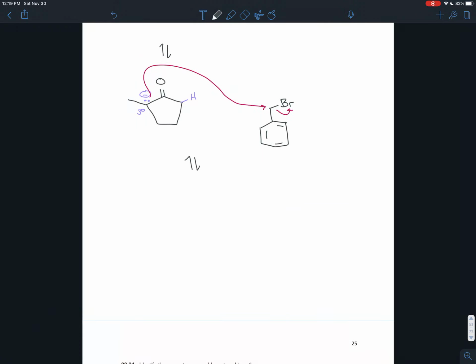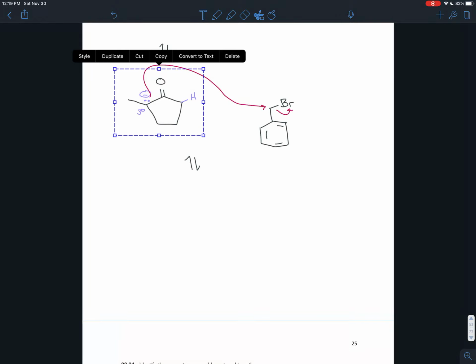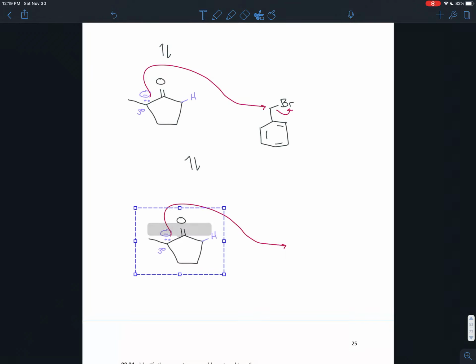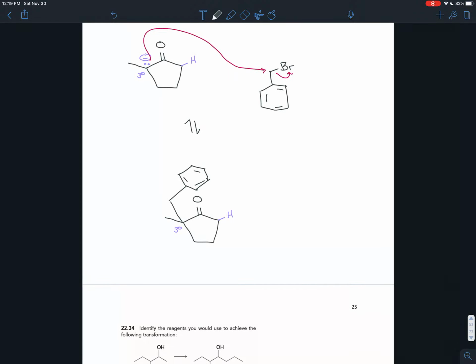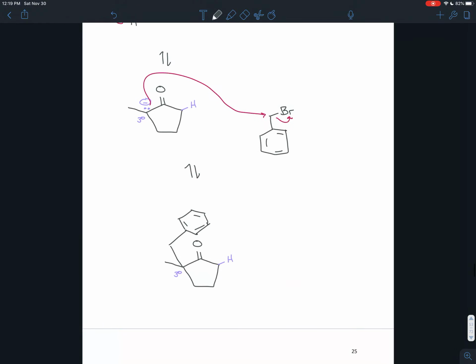So that you end up forming a new carbon-carbon bond, but it's really through an SN2 reaction. Nucleophilic attack and loss of a leaving group. So onto this you'll have the methyl group and then the benzene ring. And so that would be your product there.